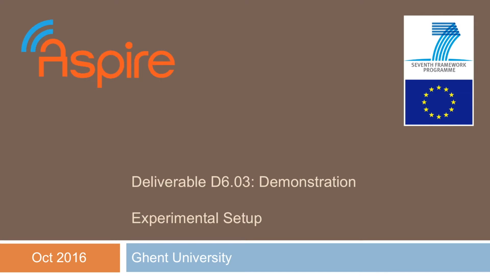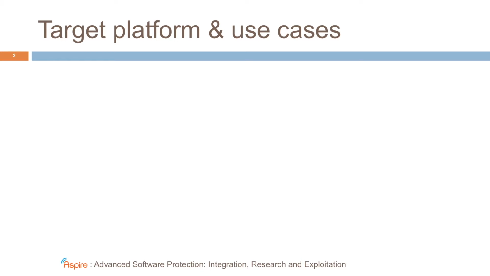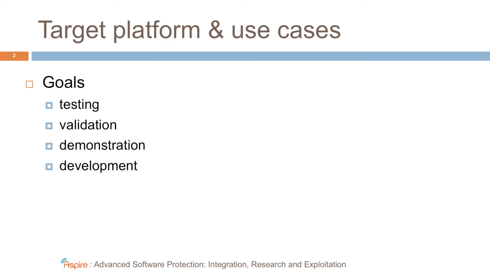In this movie, we'll have a look at the experimental setup we used internally in the Aspire project, and then also for the demonstration and validation purposes. The experimental setup mainly consists of a target platform and the use cases that we have to protect. So the main goals are to provide a testing environment, an environment where we can validate the end results of the project, where we can demonstrate them, and of course where we can do all the development of the protection toolchain, of the use cases, and of all the functionality needed throughout the project.